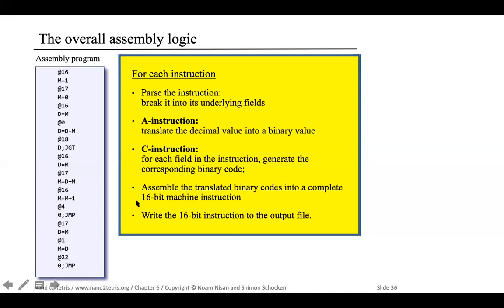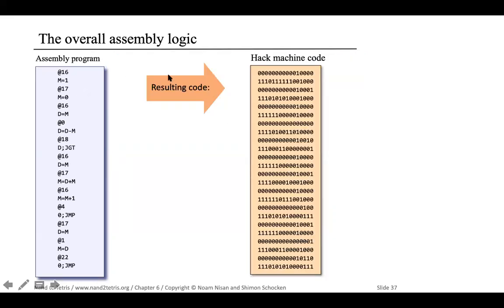So when we say assemble, that means you're basically concatenating all the fields, right? Whatever it is, and then finally write all these 16-bit instructions to the output file. So this would be the resulting code, the overall assembly logic, right? It's an A instruction, it's a C instruction, A, C, similarly you would see all these in the output file. Again, a reminder, this code does not contain any symbols. So your first target in project 5 would be to code something like this, the first layer.